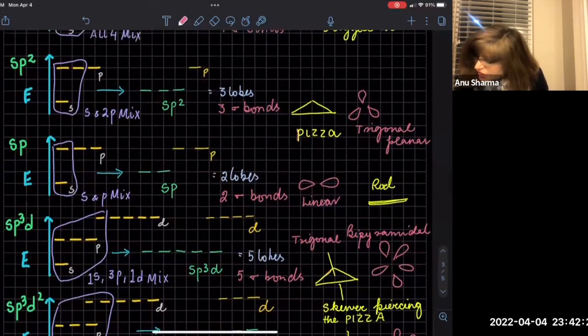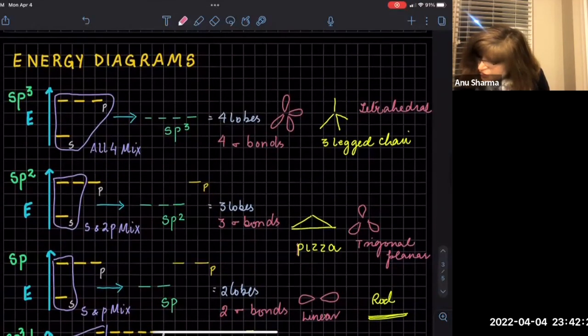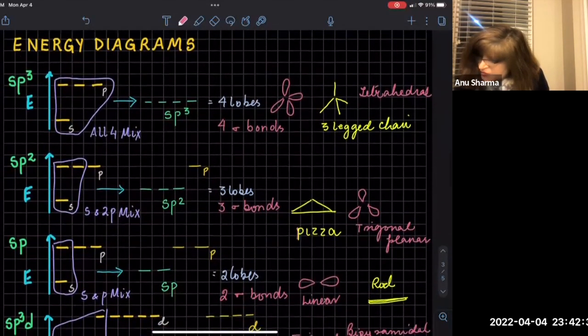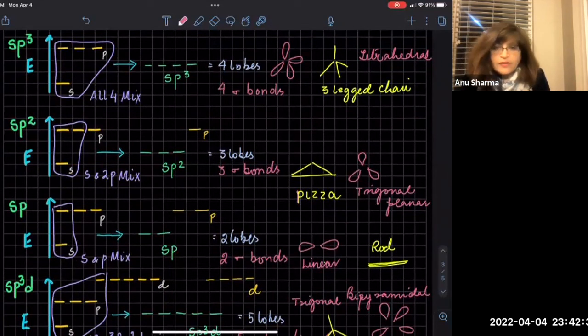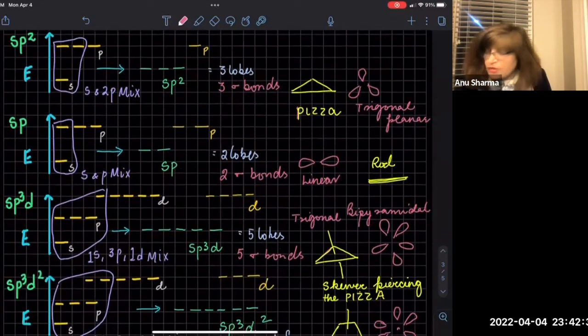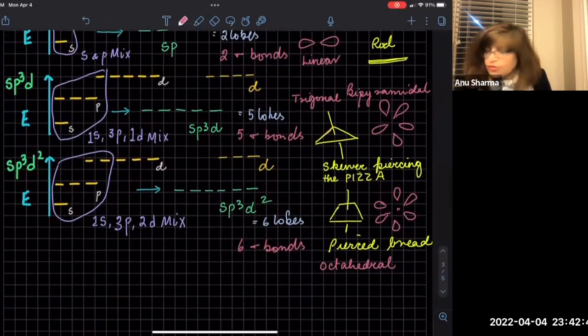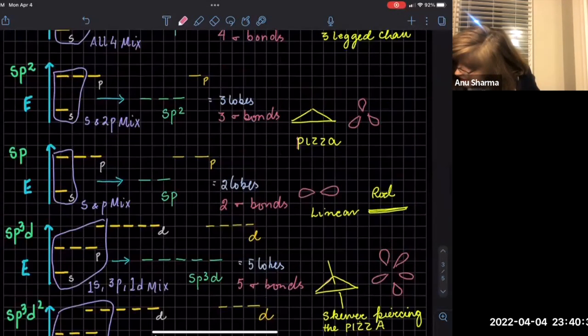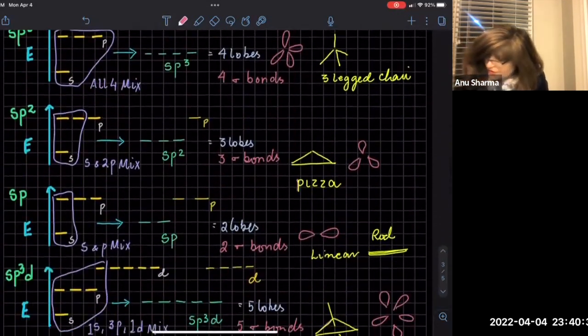Okay, so I got these shapes. First of all is the tetrahedral, Sp3. Sp2 is the trigonal planar. The Sp is linear. Then comes the trigonal bipyramidal, like two pyramids, one on top of the other, and that is the Sp3D. And Sp3 D2 is the octahedral shape. Okay, these are the basics of the energy diagrams.